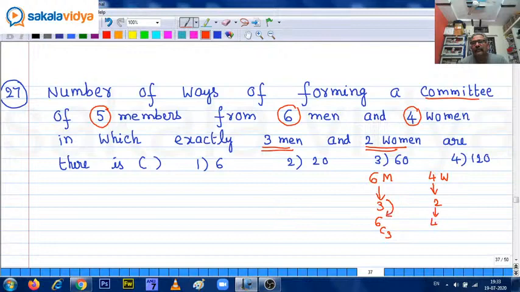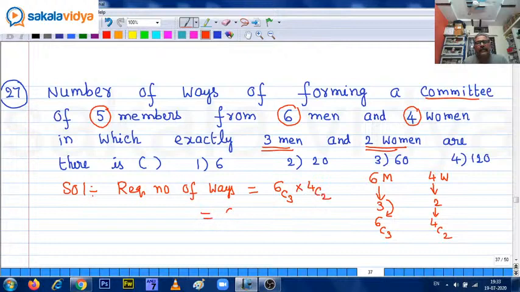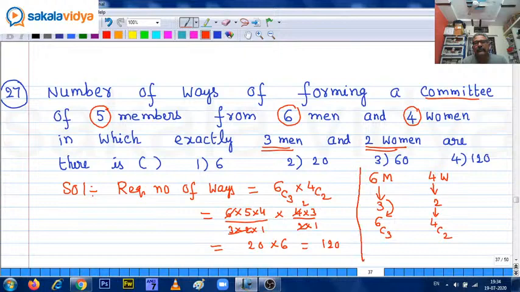So therefore now solution. Required number of ways equals, this is the first task, this is the second task, 6C3 multiplied by 4C2. 6C3 can be written 6 into 5 into 4 upon 3 into 2 into 1, into 4C2, 4 into 3 upon 2 into 1. 6 gets cancelled, 2 2 4, this is 5 4 20, this is 6. So total 120 ways. You can select the committee in 120 ways.